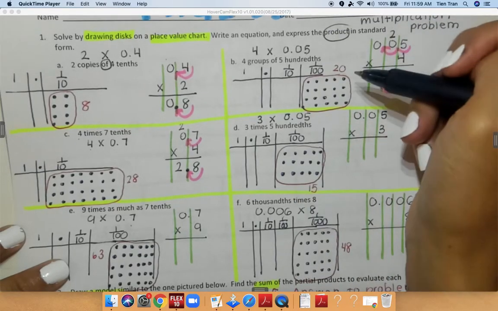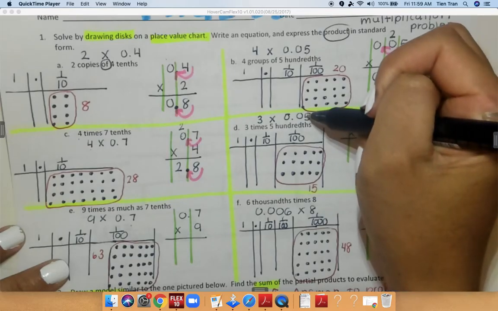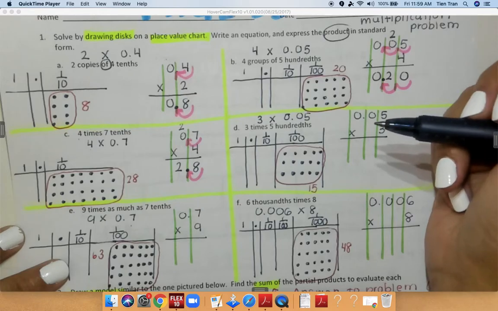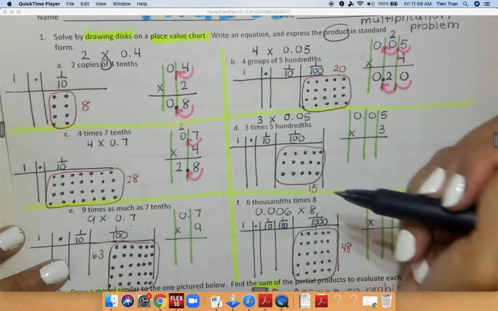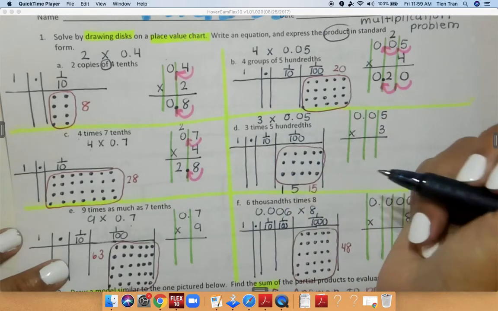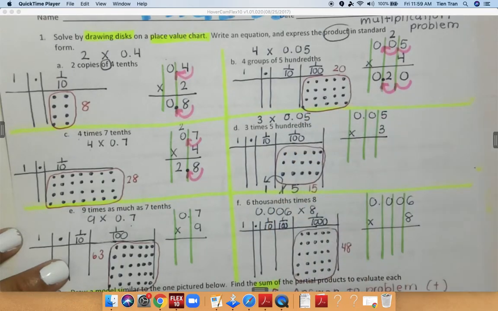Now the next one. I have 3 times 500. So that means you're multiplying 5 times 3. 5 times 3 is equal to 15. So there are 15 in your hundreds place. Remember that we can't put 15 in the hundreds place and that we have to move the 1 over to the tens place. That's exactly what's going on here.